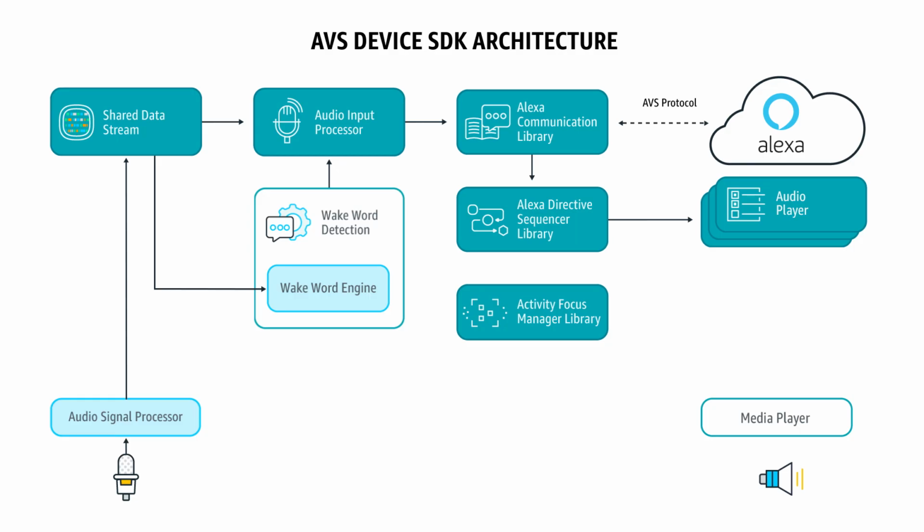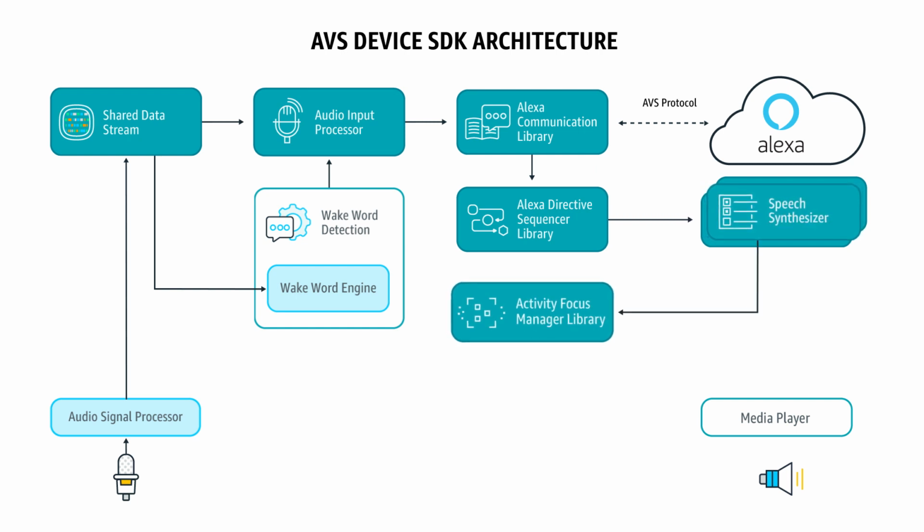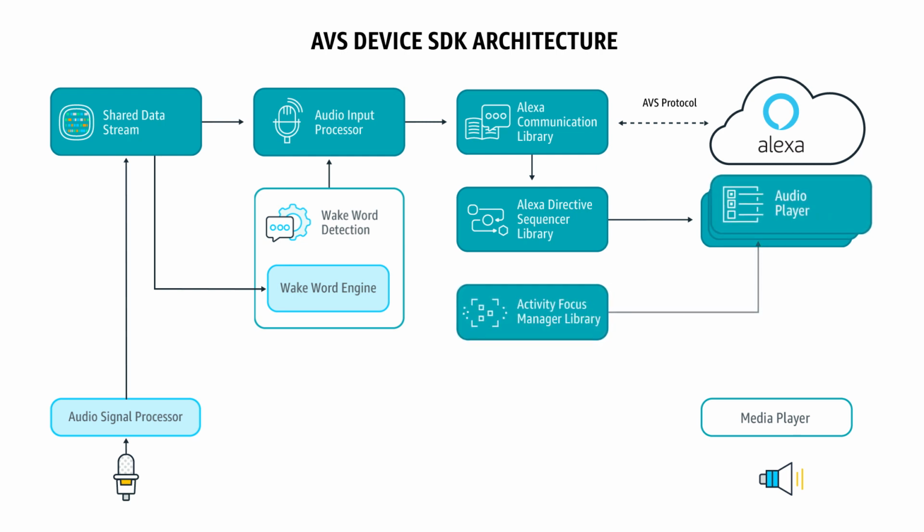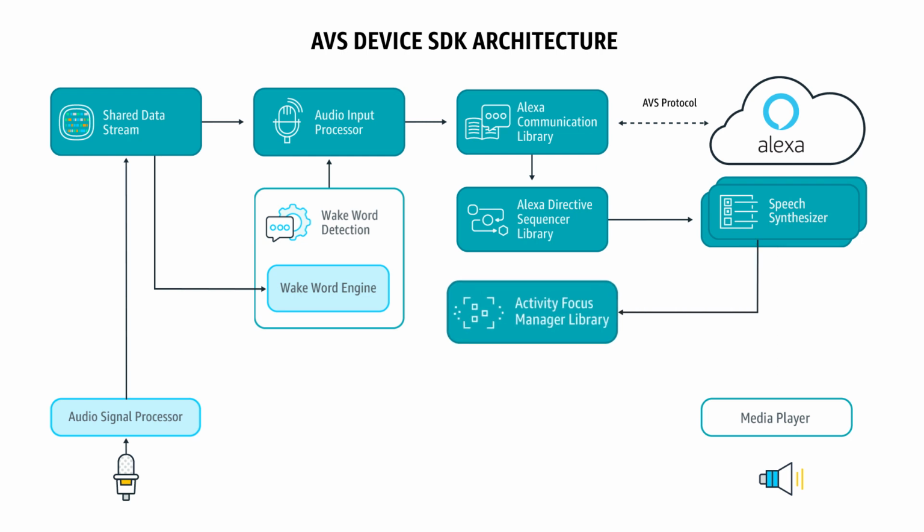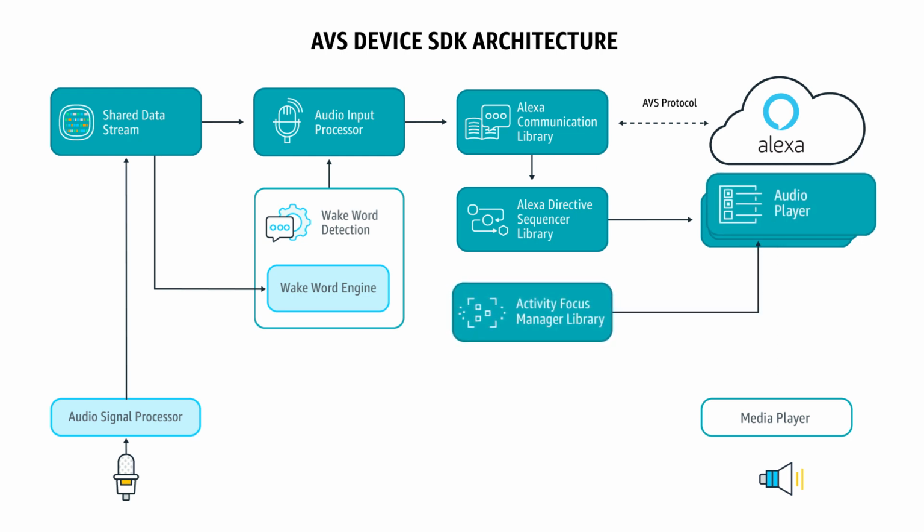Let's walk through an example. You're listening to music and a dialogue comes in. The ADSL sends the dialogue directive to the speech synthesizer. The speech synthesizer tells AFML that it wants the foreground channel. AFML tells the audio player to go to the background. The audio player ducks until it is informed that the speech synthesizer is done. When the speech synthesizer is done playing its audio, it informs AFML, which in turn notifies the audio player it can go back to the foreground.